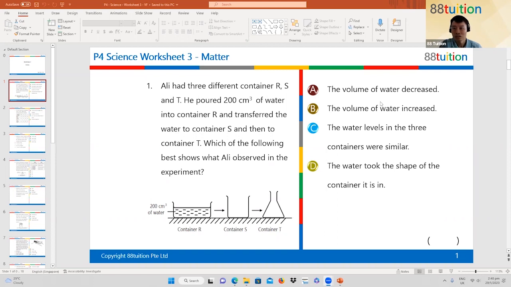Okay, Valerie says A, then Mani says it's D. Okay, let's have a look. Ali had 3 different containers, R, S, and T. He poured 200 cm³ of water into R, then transferred to S and T. Which best shows what he will observe in the experiment? Valerie says D. So what will he observe? Okay, let's slowly see.